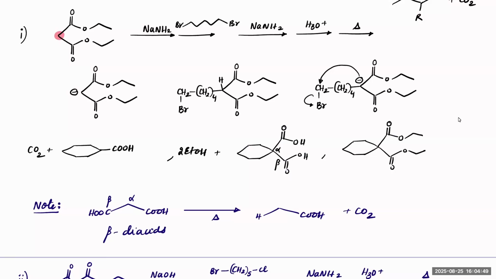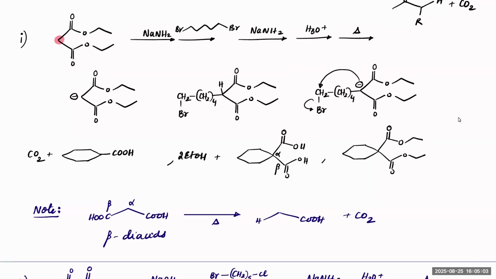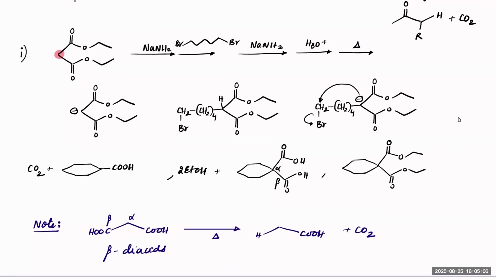Once you get this, on heating, again this is very similar to that of beta keto acid. So on heating that, we will be able to remove one carbon dioxide and be left with the acid part here. Okay, please check how the reaction is working. Any doubt here?